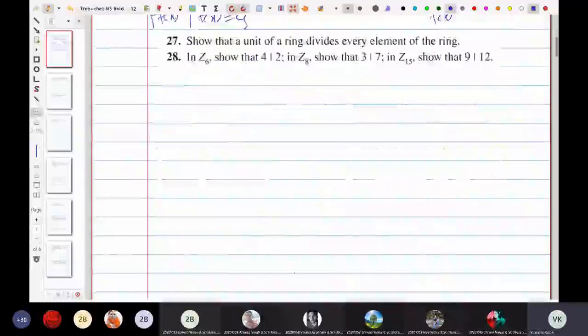And the 27th question is: show that a unit of a ring divides every element of a ring. So we need to take some unit.